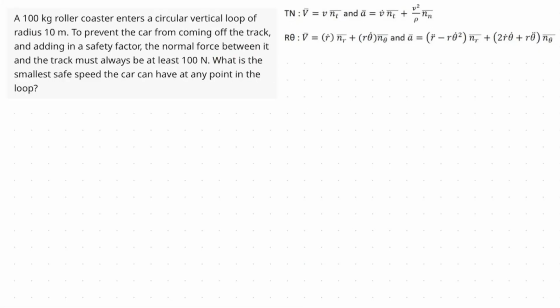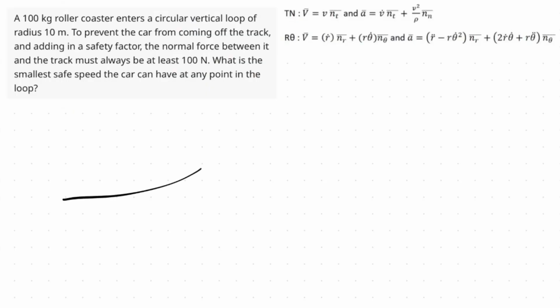All right, let's start the second problem. This problem's a little different. I think this was an old exam problem. It actually doesn't give you a picture, so you might have to draw it or imagine it yourself. The problem reads, a 100-kilogram roller coaster car enters a circular vertical loop of 10 meter radius. To prevent the car from coming off the track, and as an added safety factor, the normal force between it and the track must be at least 100 newtons. We want to find the smallest safe speed the car can have at any point in this loop. So let's start by drawing this thing.